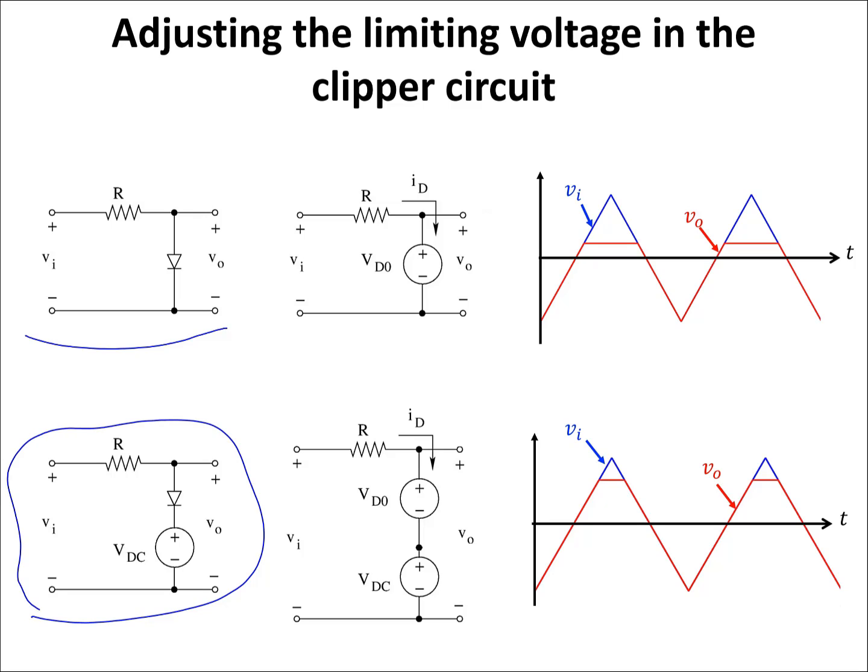And in this configuration, when the diode is on, V out is going to be equal to VD0 plus VDC. I can write the KVL in here. This KVL is going to give me this equation. So when the diode is on, the output is going to be limited to VD0 volts plus the voltage of this DC voltage source. So by changing the value of VDC, I can change the threshold value at the output.